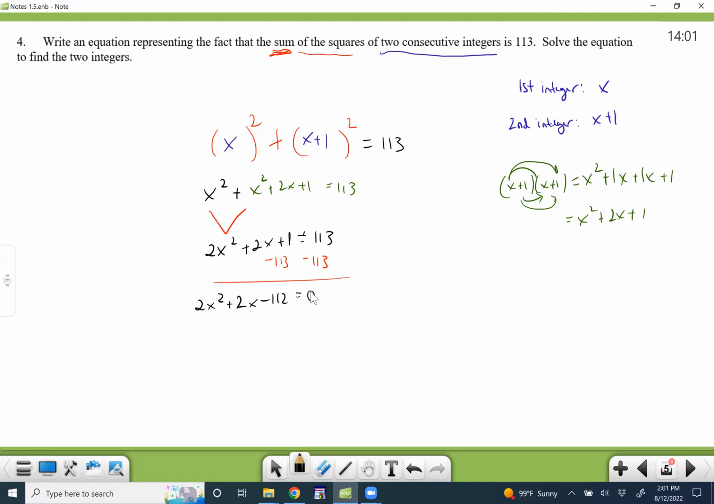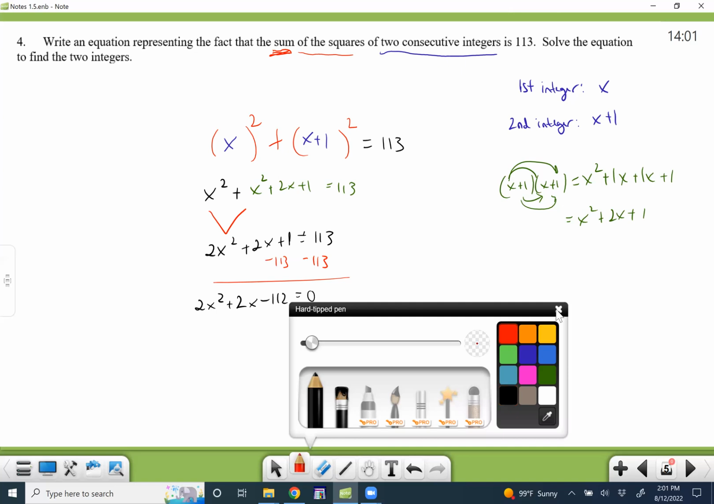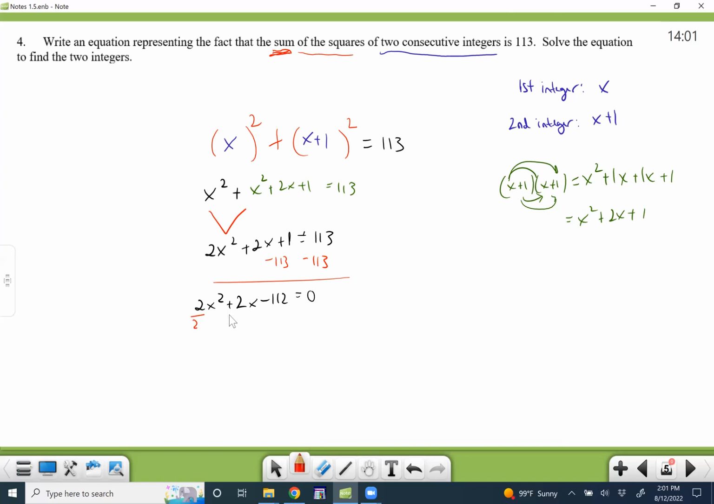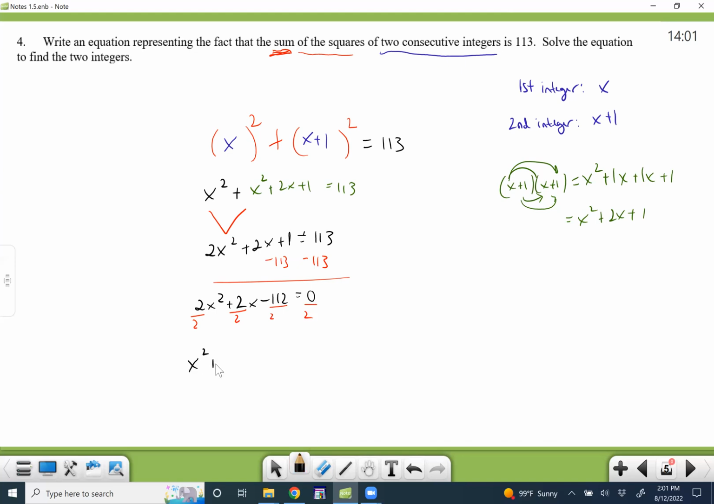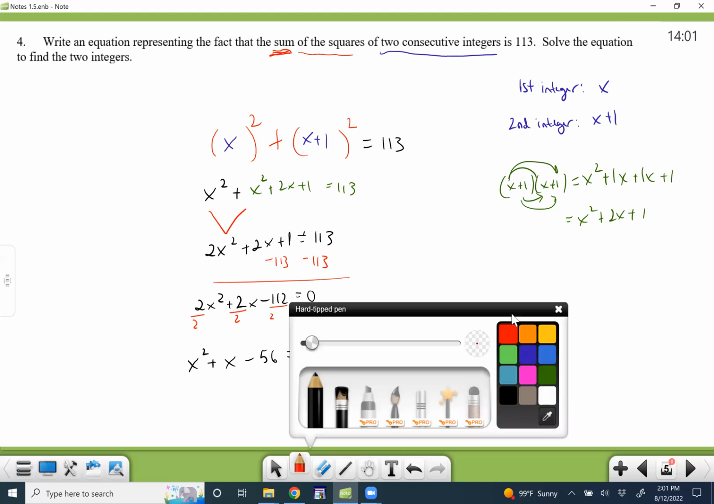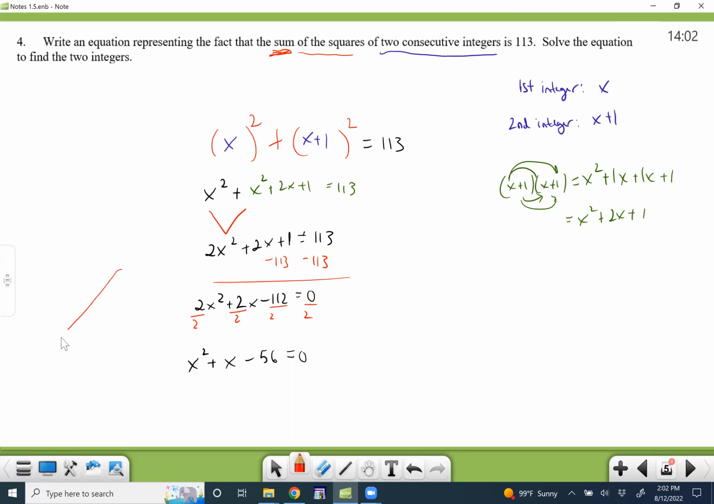Now this is kind of a special equation. You can see that everything's even, which means everything is divisible by 2. So if we divide everything by 2, we're going to give ourselves an easier equation to solve. And I can instantly think of the factors. If you know your times tables really well, you're probably on it. We're looking for the factors of negative 56 that add up to the middle number, positive 1.